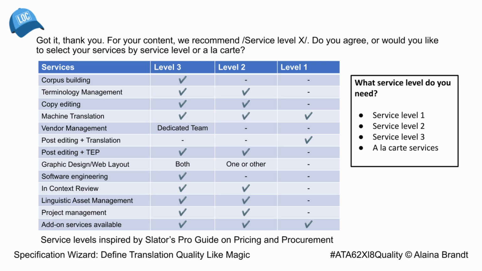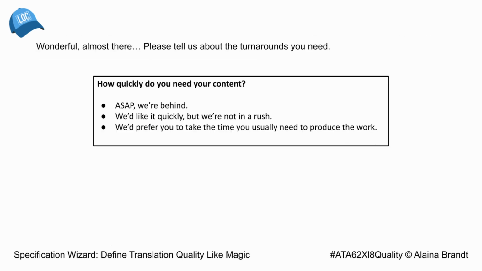And then a person would either be able to select a service level, or maybe they want to just select a la carte services too. Next, we would have sort of guiding somebody through. Tell us about your turnaround times. Do you want something really, really quickly? So then we know we need to have more charges on it quickly, but not in a rush. Maybe you prefer that we just take a standard amount of time.